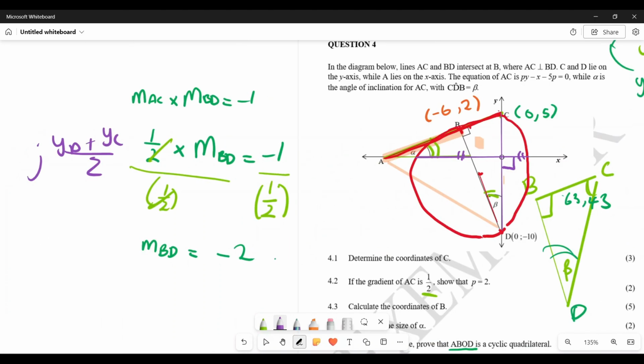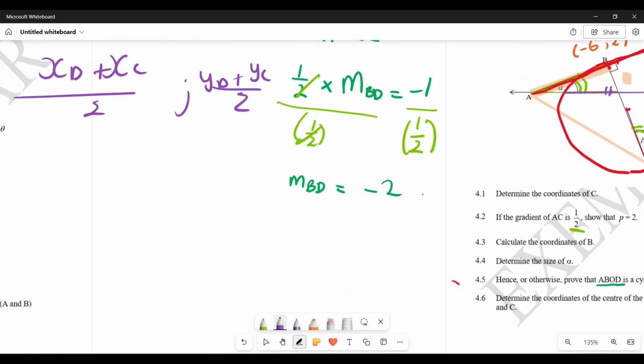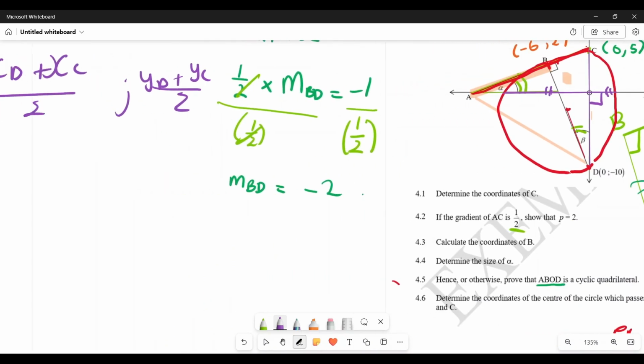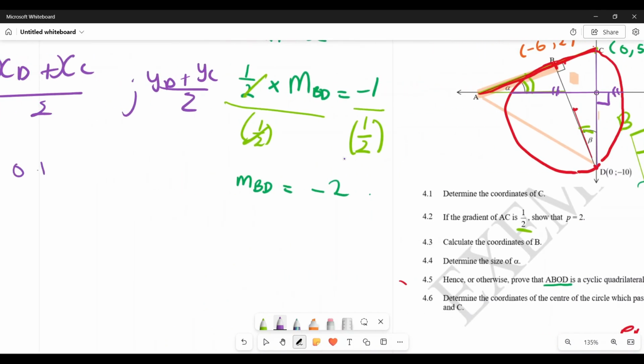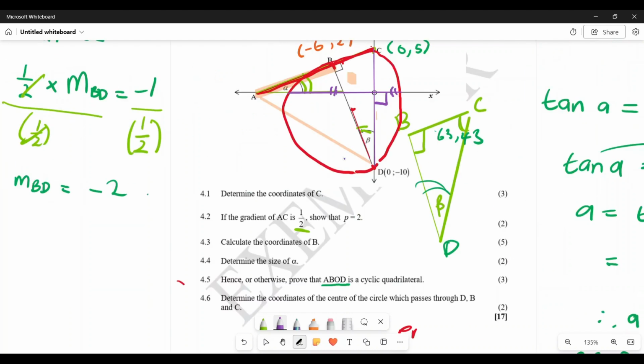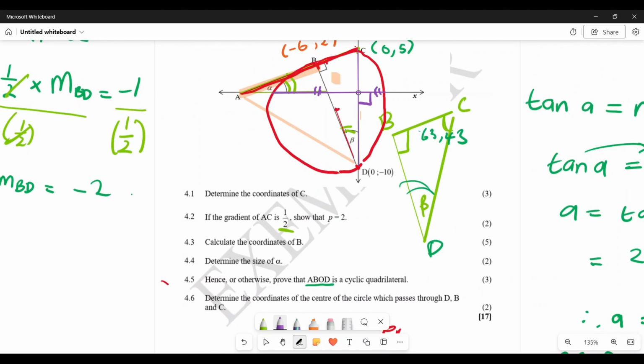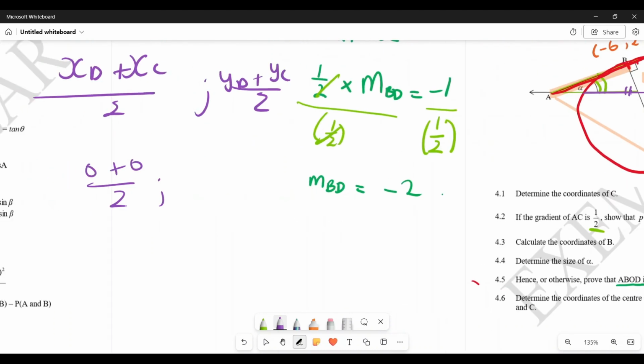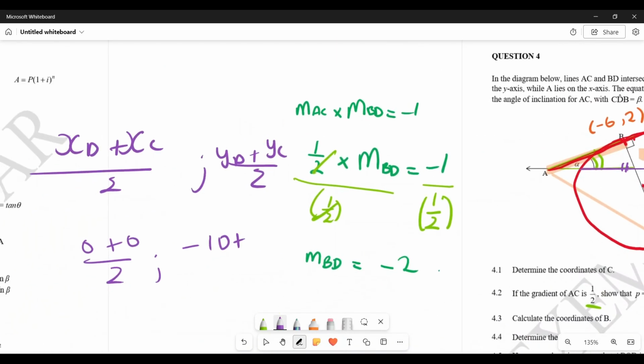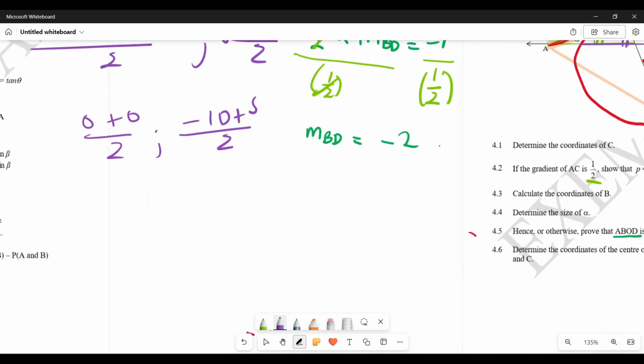Now, what is my x at C? This is 0. Or rather, let me start with my x at D, which is also 0. So this is 0 plus 0 all over 2. Now, my y at D is minus 10 plus my y at C, which is 5. And everything would be divided by 2. So as a result, on this side I'm going to have 0, and on this side I'm going to have negative 5 over 2. And this would be the coordinates of my center.